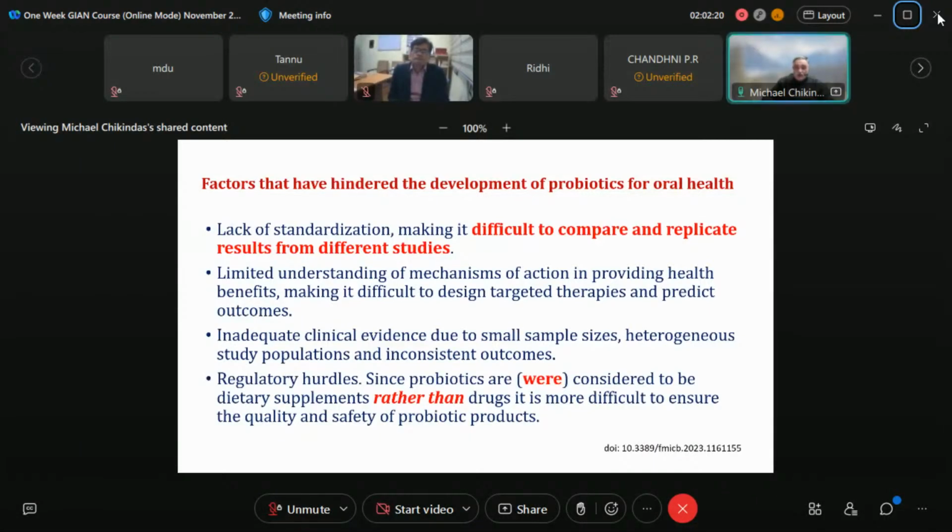Inadequate clinical evidence in many cases, small size of the groups, and of course the challenges with the regulation systems. Probiotics are considered as dietary supplements rather than drugs. It's quite difficult to ensure the quality and safety of probiotic products. The last bullet is something that is being taken care of as we speak. There is progress in this area, but still more effort is required.